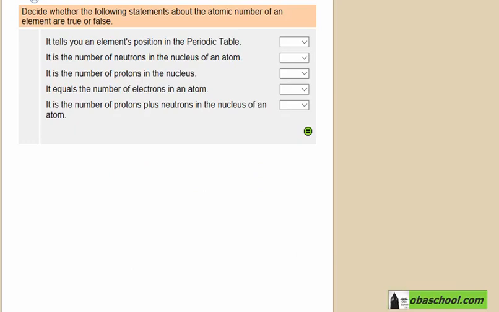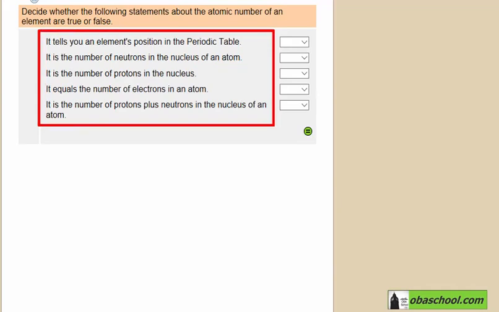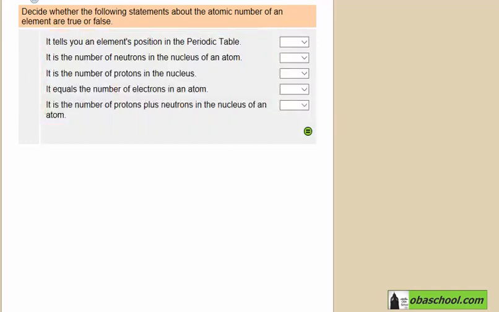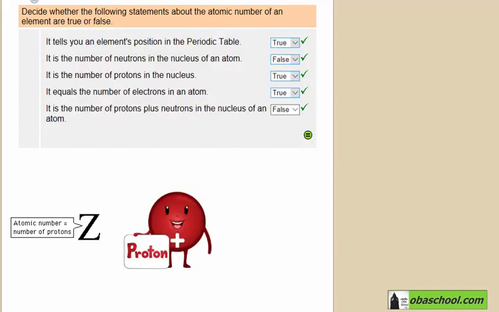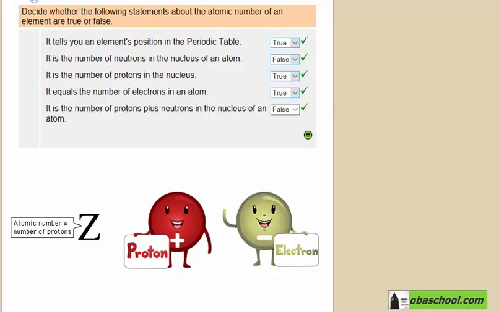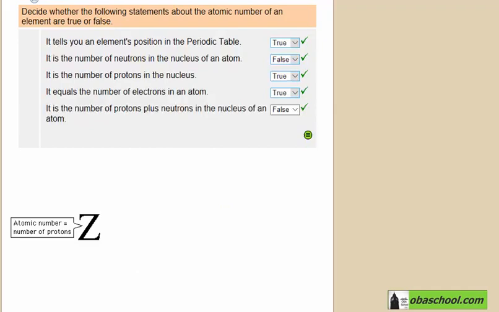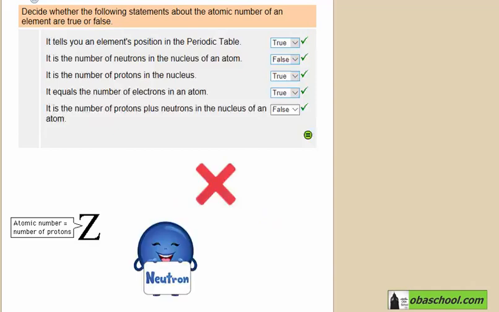Decide whether the following statements about the atomic number of an element are true or false. So read each of these statements and label it as true or false. Excellent. So the atomic number, Z, can tell us the element's position in the periodic table, and it's equal to the number of protons inside the nucleus, which is equal also to the number of electrons in an atom. However, pay attention that the atomic number isn't the number of neutrons, and it's not equal to the number of protons plus neutrons of an atom.